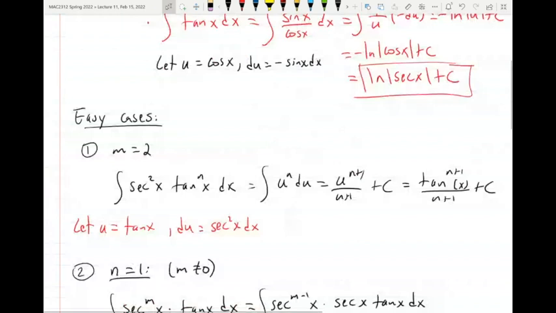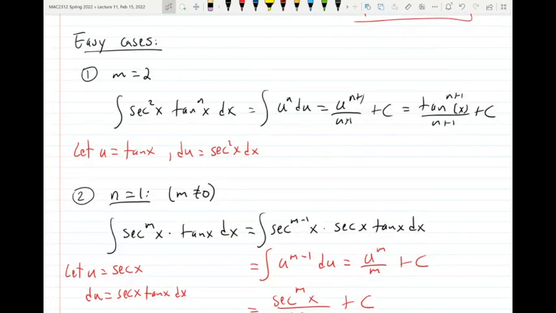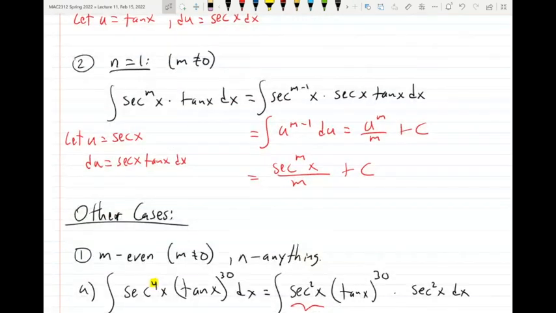All right, so we saw the easy cases, which is when the power of secant is 2. If the power of secant is 2, that's a pretty easy case. Just let u equal tangent, and your du is secant squared, so you're good to go. And also, another easy case is when the power of tangent is 1, because we use the fact that the derivative of secant is secant tangent. So you take this tangent together with another secant, that will be your du, and then your power is reduced by 1 in the secant, you make your u-sub. u equals secant. So those two cases are pretty straightforward.